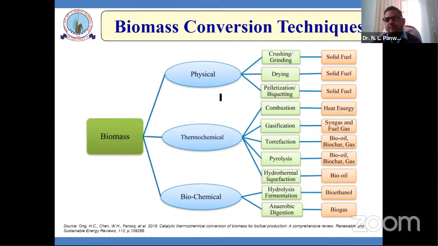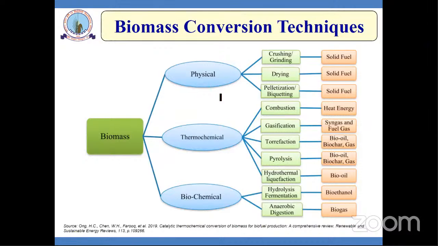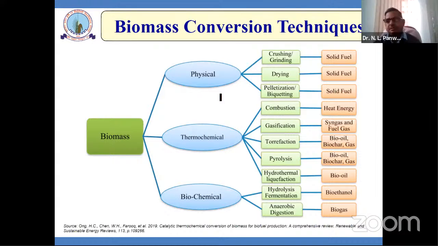Physical conversion: usually we see in Punjab or Haryana state, they are transporting wheat straw to Rajasthan for animal feed. The bulk density of that loose biomass is hardly around 100 kg per cubic meter. Due to the poor bulk density, transportation costs increase.